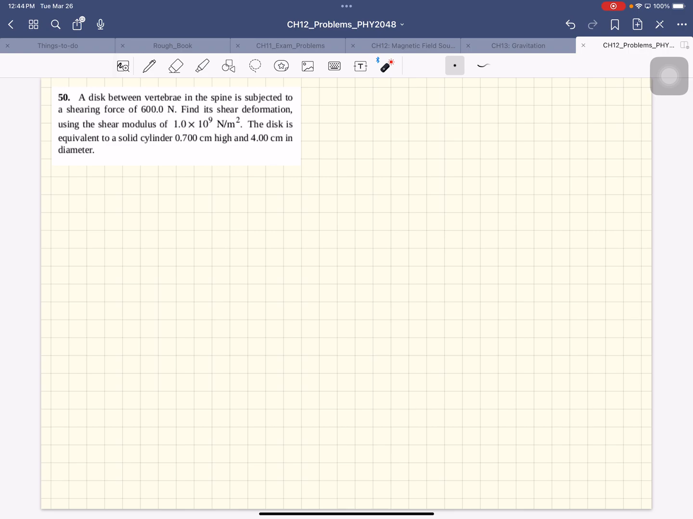All right, so 600. So here's the disc. Find its shear deformation using the shear modulus of 1 gigapascals. The disc is equivalent to a solid cylinder, 0.7 centimeters high. So the height is 0.7 centimeters and 2 centimeters radius.